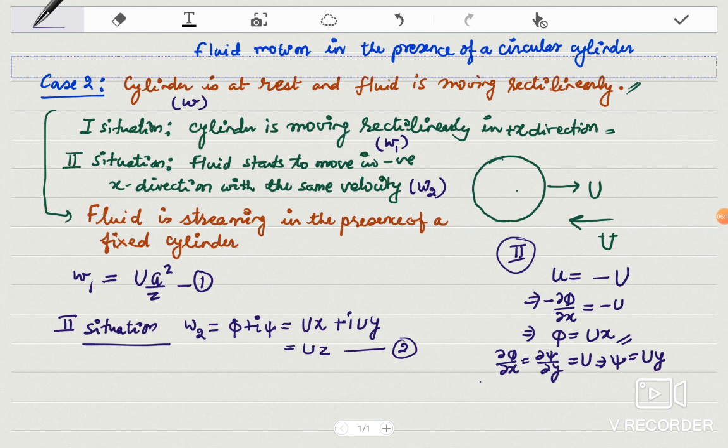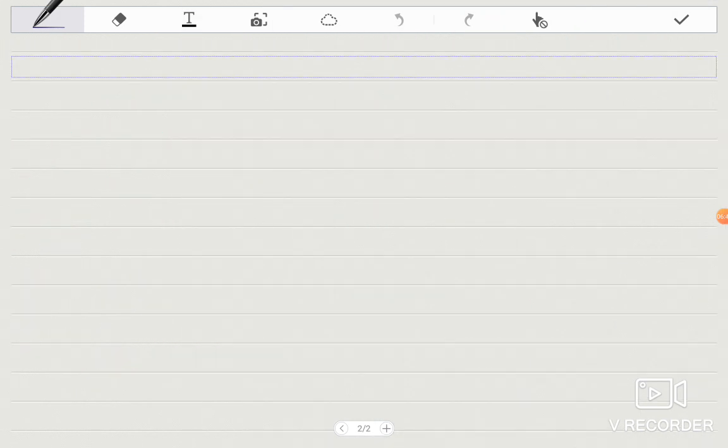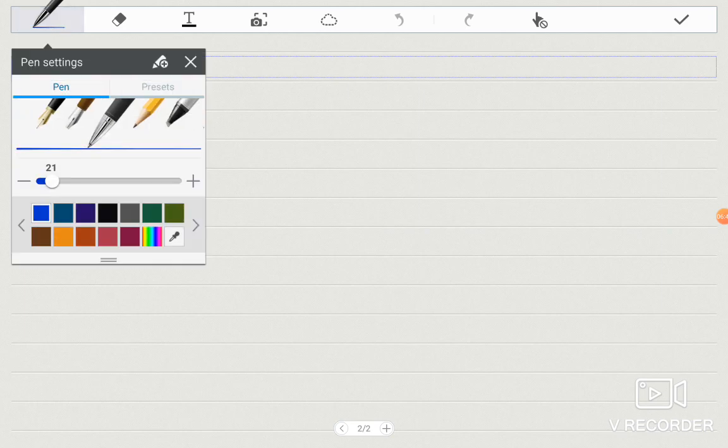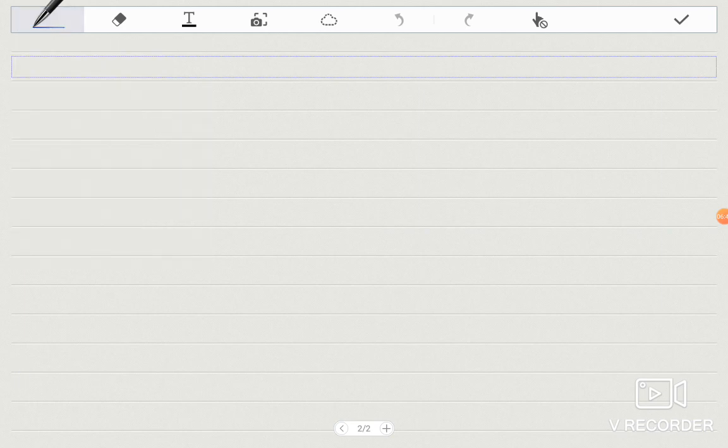Now in our case it is the combination of this type of situation and this type of situation. This is the second situation. So combining the two, what is finally W? W is equal to ua square upon z plus uz. This is your W. And we will discuss our streamlines, potential lines, velocities, stagnation points, etc. for this situation. I have my W as ua square upon z plus uz.